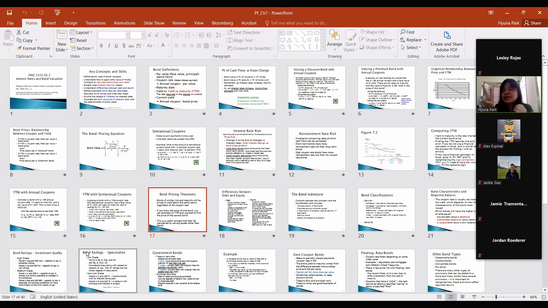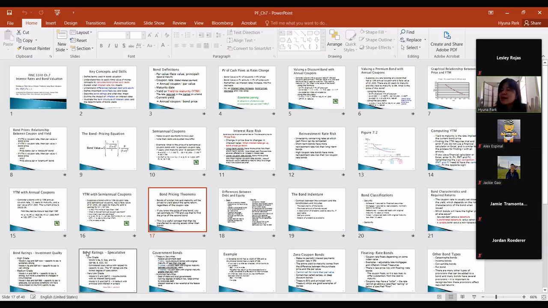So there are two characteristics you learned that affect the interest rate risk of a bond. What are those two characteristics? Maturity, that's one characteristic. The other characteristic is coupon rate. So what kind of bonds have more interest rate risk than other bonds? Longer term bonds and lower coupon rate bonds have more interest rate risk.